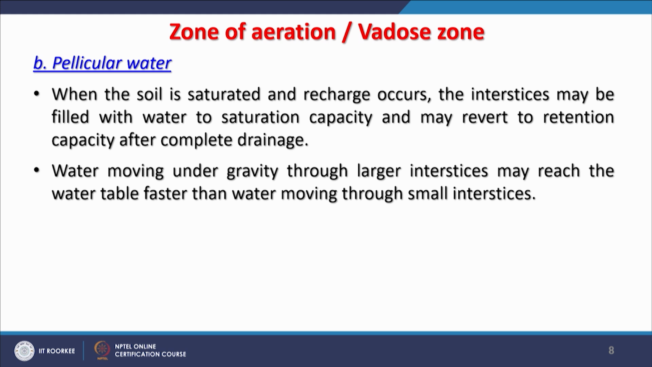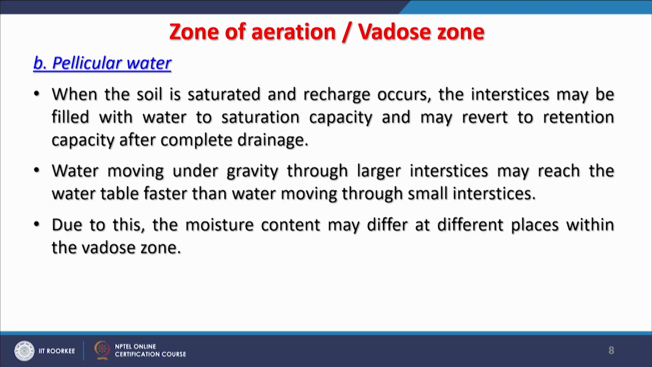Now, water moving under gravity through large interstices or large pore spaces or fracture zones may reach the water table faster if openings are large, the grain sizes are large, the interspaces are large, and there is high permeability and high porosity. Then water will move faster to the ground, compared to moving through small interstices. And due to all this, the moisture content may differ at different places within the vadose zone.